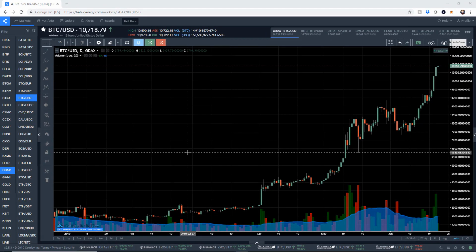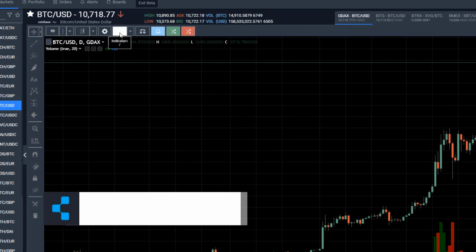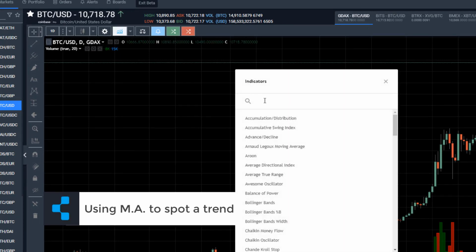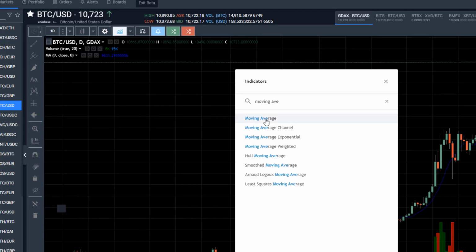Now, another simple way to evaluate the price trend is by using a moving average, or using two different moving averages and seeing how they relate to one another. These are really easy to add to Coinigy charts. You simply go to this tab that says indicators, click on it, and then search for moving averages. I like to use two different moving averages: a 20-day and a 50-day. If you click on moving average twice, you'll see you added two different moving averages.